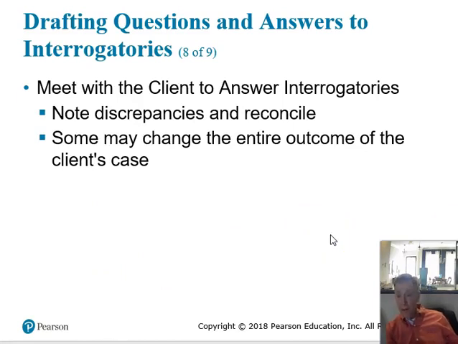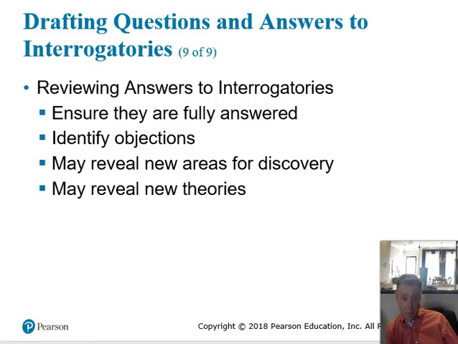Now, the lawyer should be there with the client to answer interrogatories. Try to note discrepancies with their answers and reconcile them. If you're giving conflicting answers to different questions, you've got a problem. And sometimes this may change the entire outcome of the client's case or your strategy in dealing with it. The lawyer should make sure that they are fully answered, identify objections, and may reveal new areas of discovery and new theories of the case.